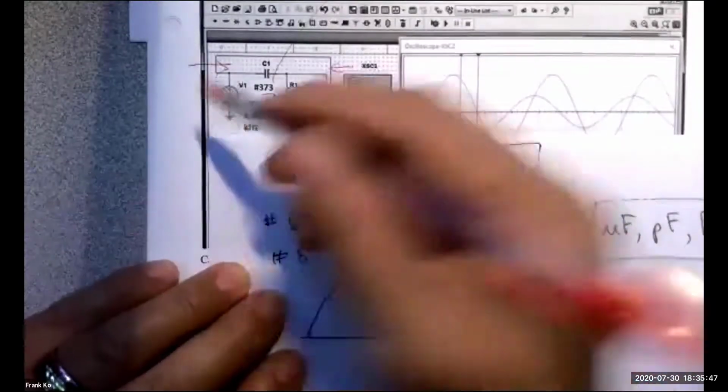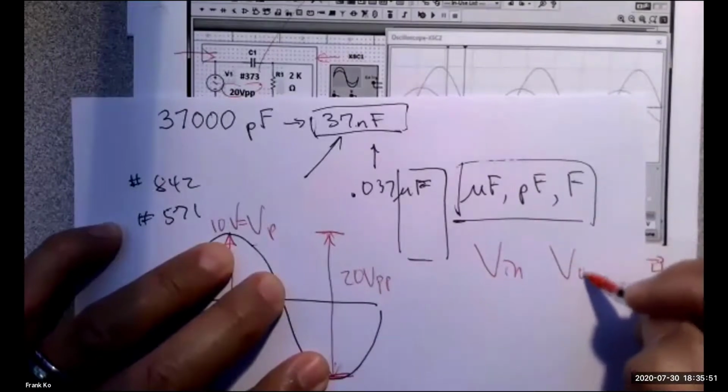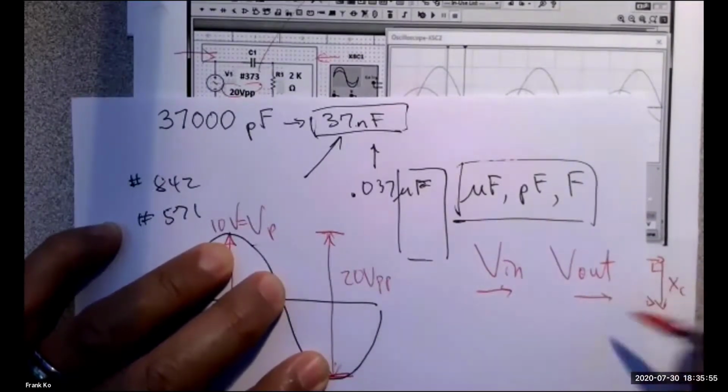Professor, I don't understand the notation on the worksheet where it says VIN peak. What is that supposed to mean? V input. V input, and you have V out. So what goes into the circuit and what comes out of the circuit.